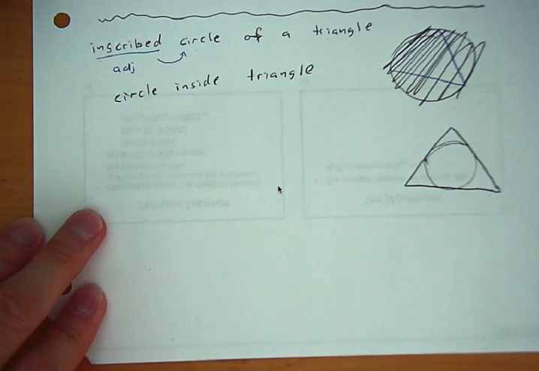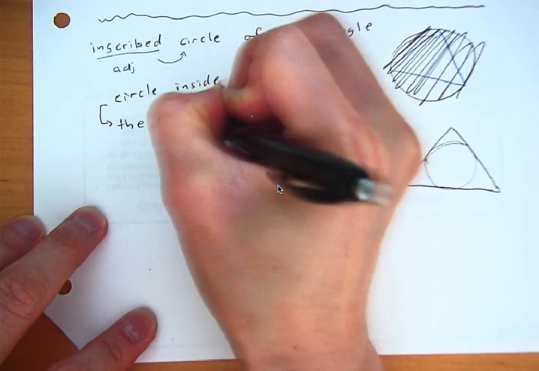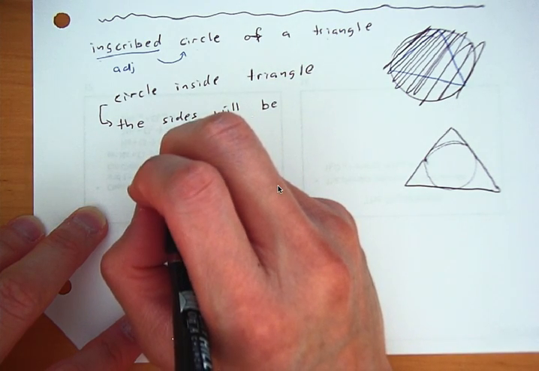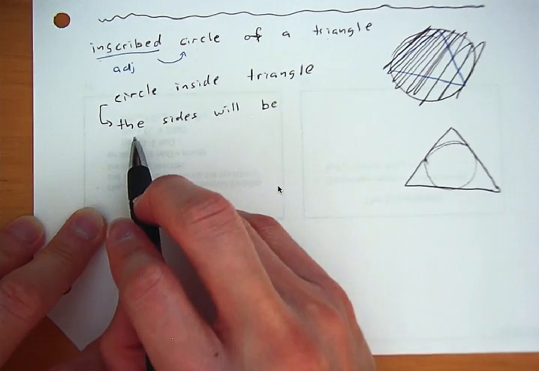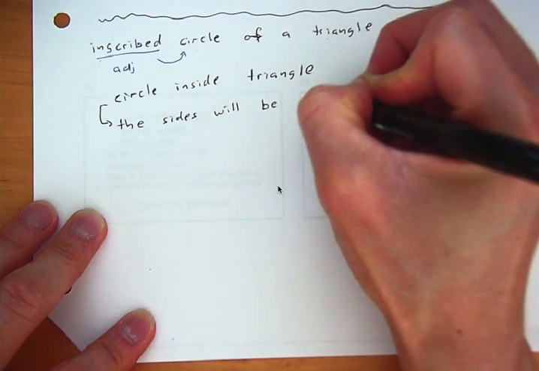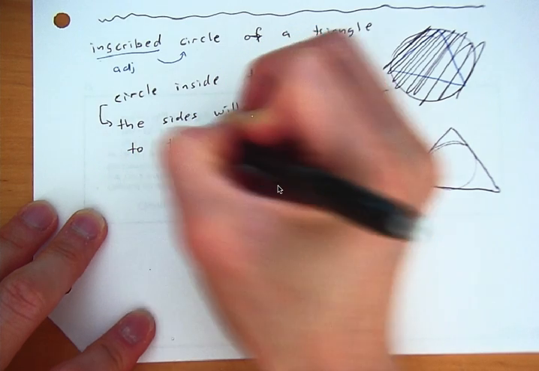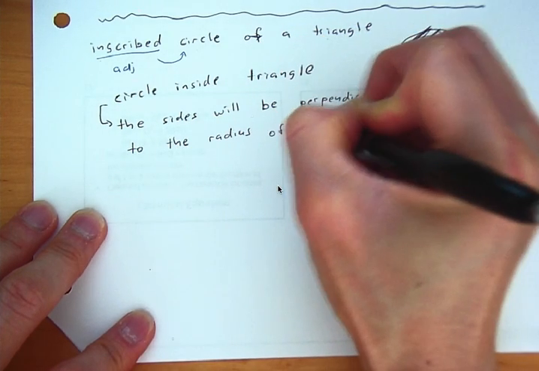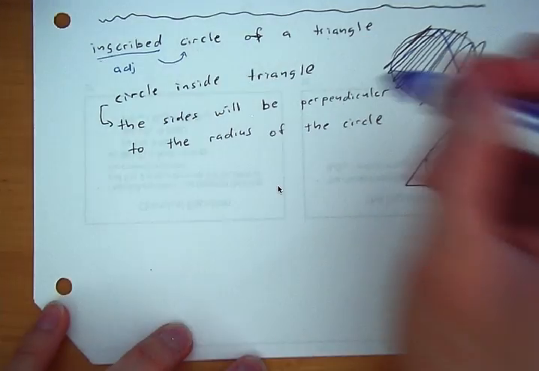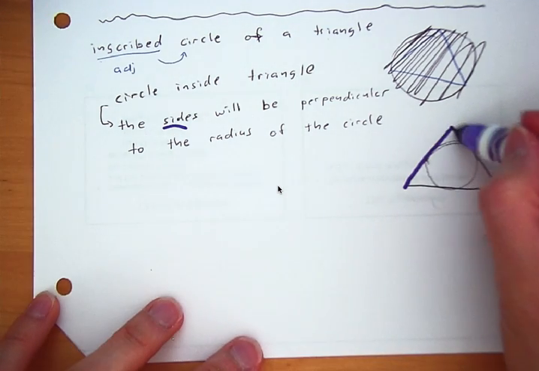And for your inscribed circle, one of the properties of this is that the sides of the polygon will be perpendicular to the radius of the circle. So, for example, the sides is this right here, this right here, this right here.